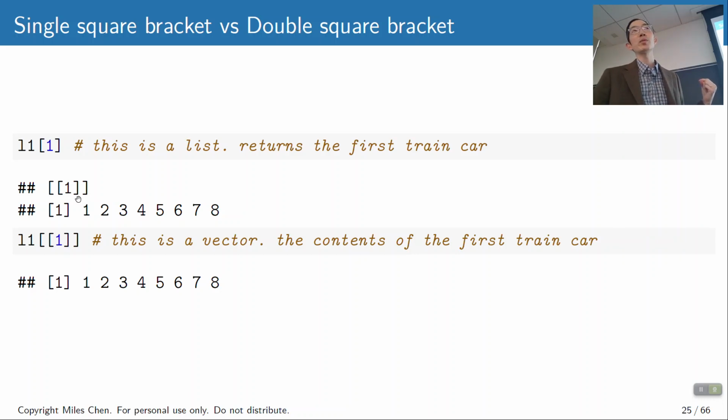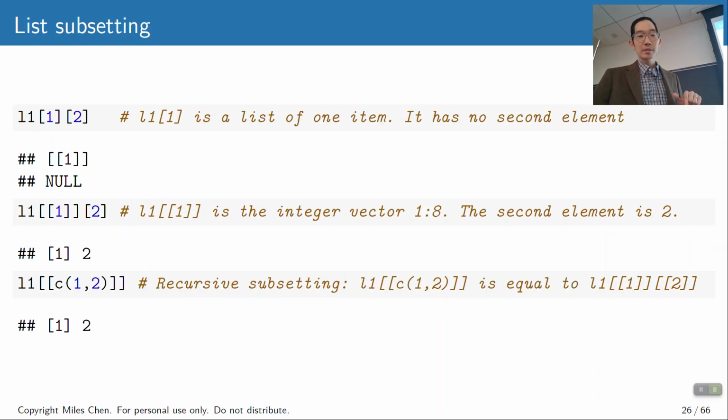This double square bracket 1 basically says the element inside that first train car, the first element of the list, is this numeric vector 1 through 8. Whereas here, if I do L1 double square bracket 1, it's not preceded by this, so it's indicating this thing is not a list. It's just that vector 1 through 8. Okay, so far, so good.